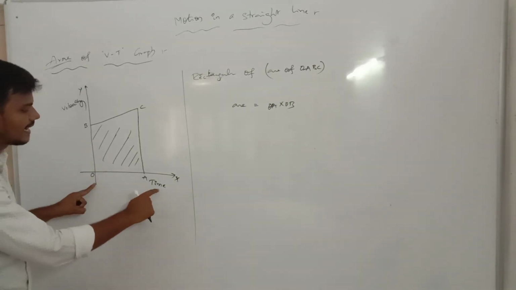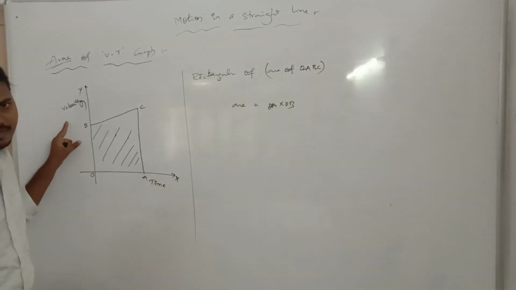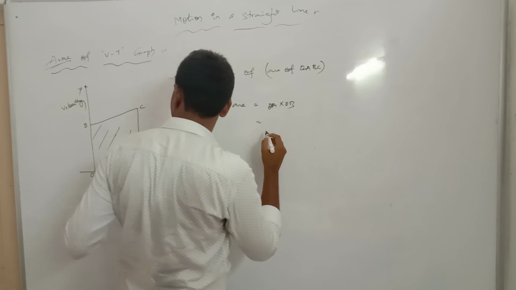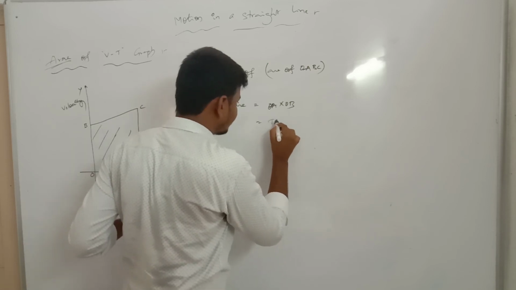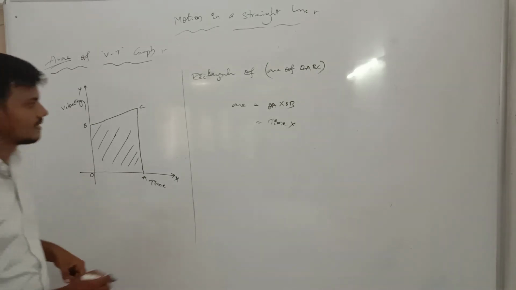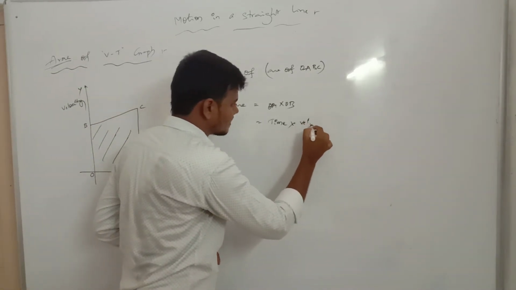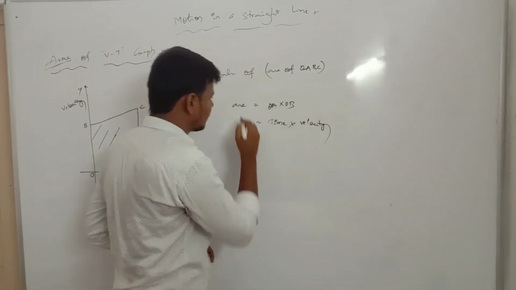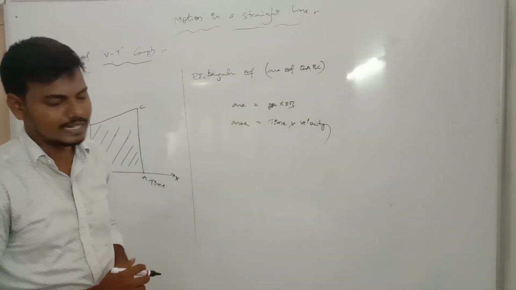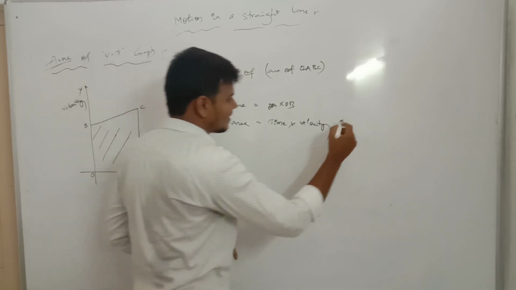OA means we are taking time. OB means we are representing velocity. Now we apply OA as time, OB as velocity. Now this one is the area. Area is equal to velocity into time. Okay. Right.